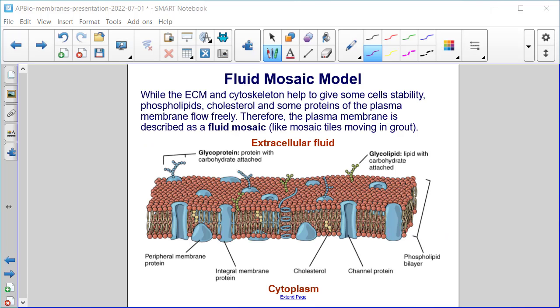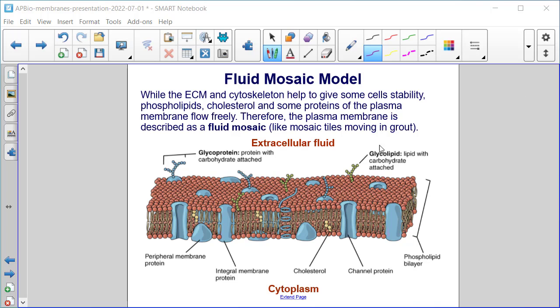Fluid mosaic model. While the ECM and cytoskeleton help to give some cells stability, phospholipids, cholesterol, and some proteins of the plasma membrane flow freely. Therefore, the plasma membrane is described as a fluid mosaic, like mosaic tiles that are moving in grout.